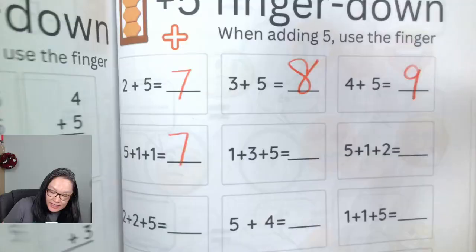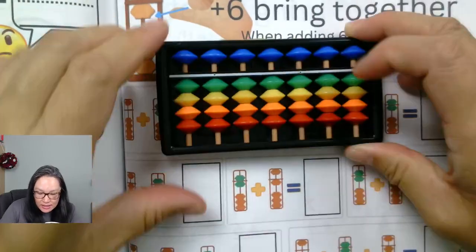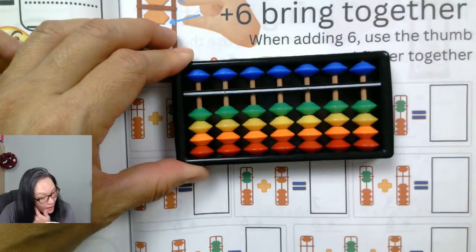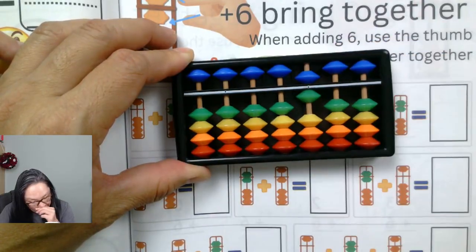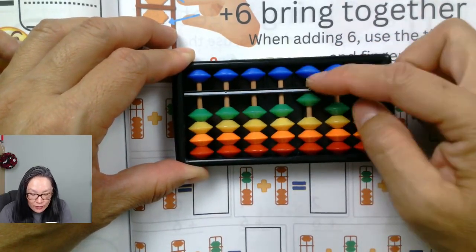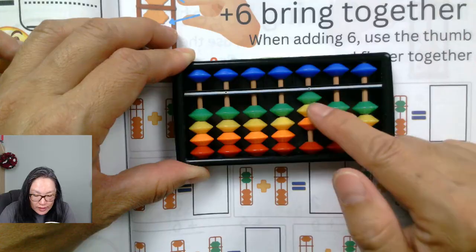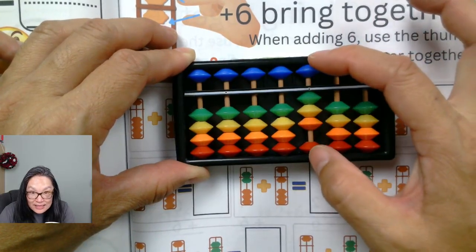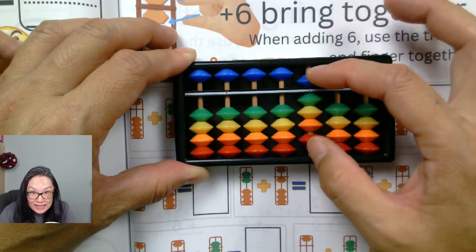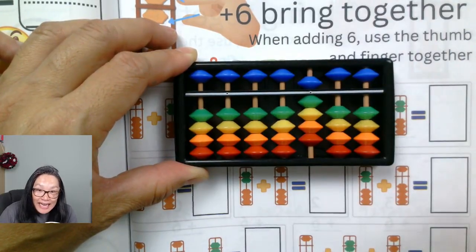And then we have 6. If I have 6, it looks like this. But when we're adding it to something, we have 3. 1, 2, 3. And we add 6. That's what it looks like. Adding 6, my final answer is 9.